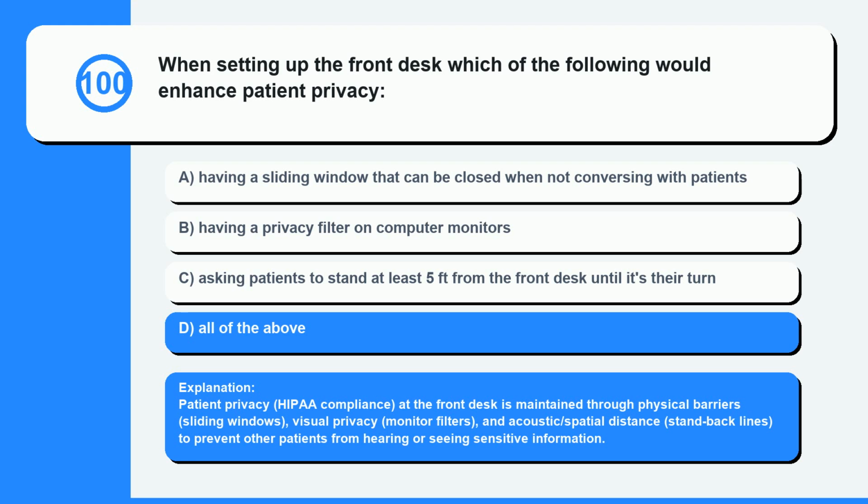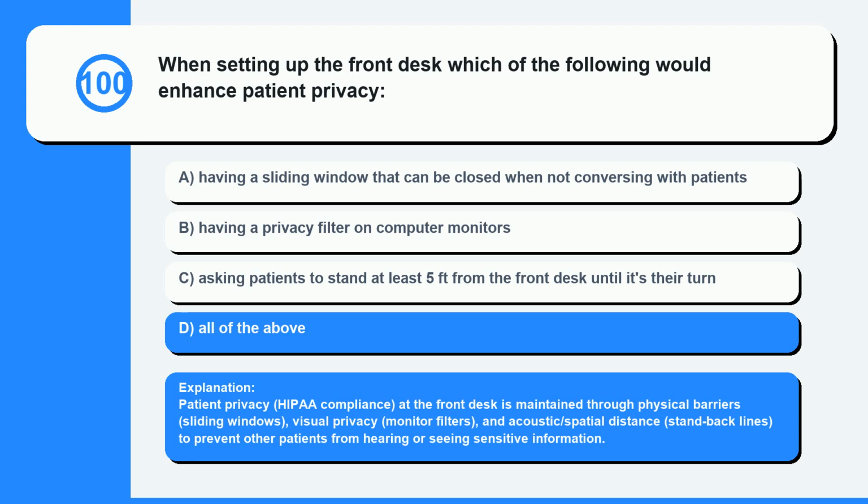Question 100. When setting up the front desk, which of the following would enhance patient privacy? A. Having a sliding window that can be closed when not conversing with patients. B. Having a privacy filter on computer monitors. C. Asking patients to stand at least 5 feet from the front desk until it's their turn. Or D. All of the above. The correct answer is D.